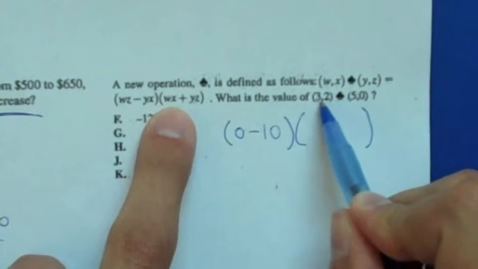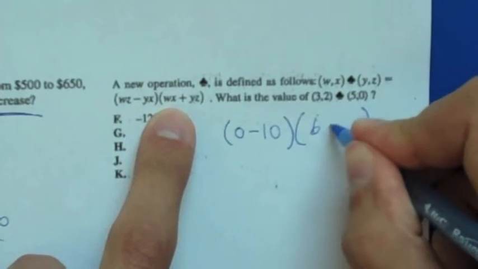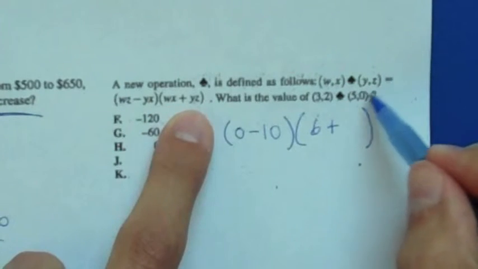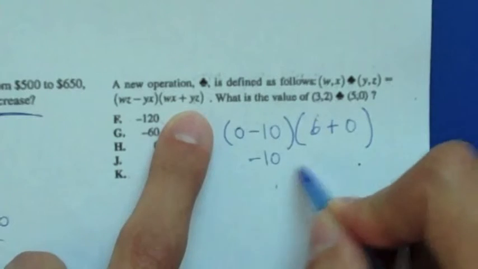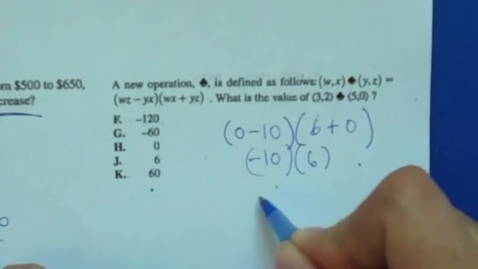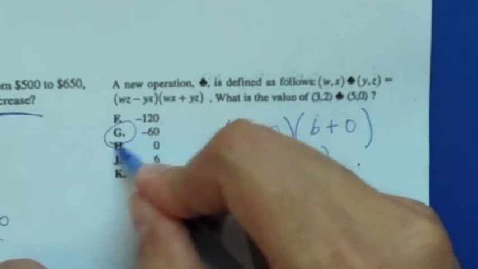On my second one, I have W times X. That would be this times this, so 3 times 2 is 6, plus Y times Z. 5 times 0 is 0. So it's really a negative 10 times a positive 6, which is a negative 60, which is going to be choice G on that one.